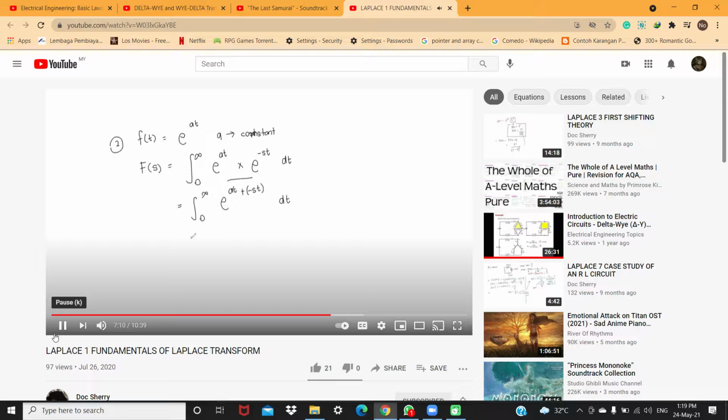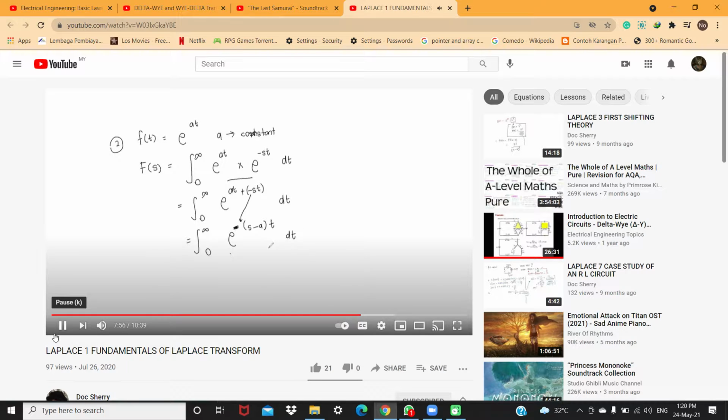Bear in mind, we want to make sure that this is in the form of a negative exponential function. Let's try to modify this. We want to make sure that this is in the form of an exponential decay function. So for exponential decay, you will have negative here, you will have t here, and inside it, in this case, we will have s. So negative here, you will get negative s minus a.